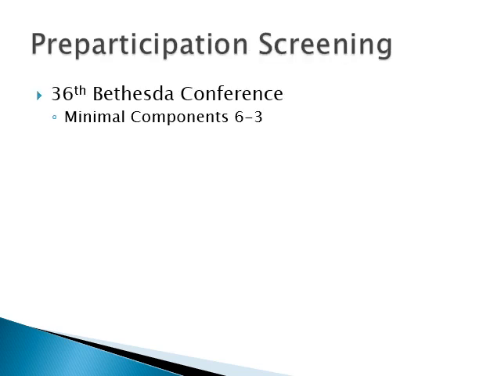So pre-participation screening. The 36th Bethesda conference basically set up minimal components for a pre-participation exam. If you look at table 6.3, they talk about those minimal components. The minimal components are a family history, a personal history, and a physical exam. If you take a look at that table, it talks about some of the issues that you want to screen them for. So just make note of them.